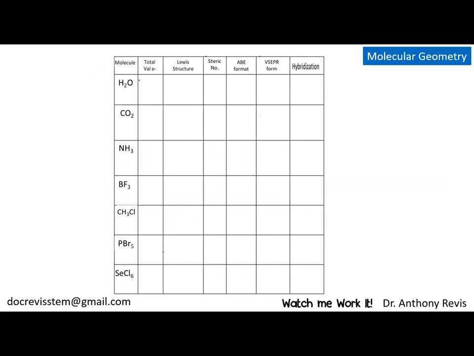So hang in there. Now what we're going to look at is the total valence electrons here. And we'll just do some of this chart and we'll leave the rest to you. We might draw some Lewis structures. Steric number is going to be pretty important to what we want to make sure you see. ABE format, VSEPR form. And when we say the VSEPR form, we'll be talking about whether it's tetrahedral, linear, those types of things, the hybridization.